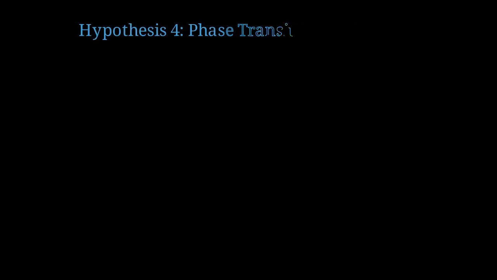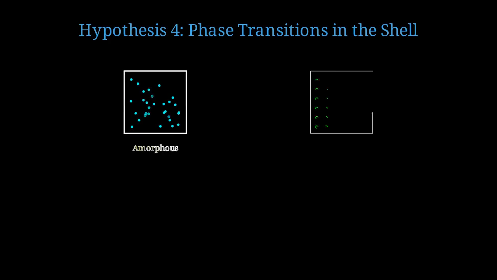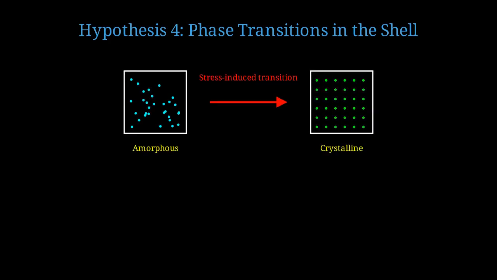The fourth and perhaps most subtle hypothesis involves phase transitions in the shell material. Some polymers can undergo glass transitions, crystallization, or liquid crystalline phase changes under stress. Here we see a schematic phase transition. On the left, the polymer is in an amorphous state with random molecular arrangement.